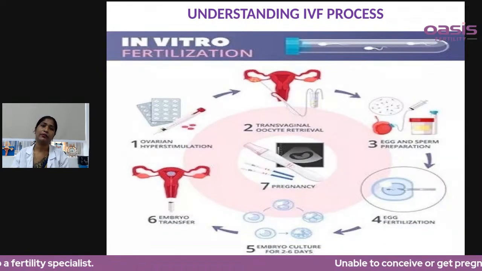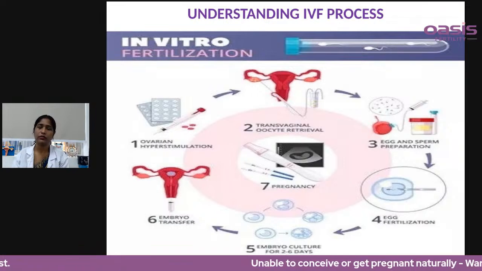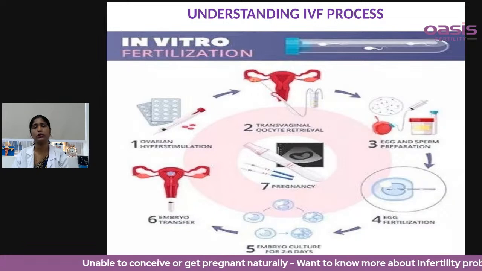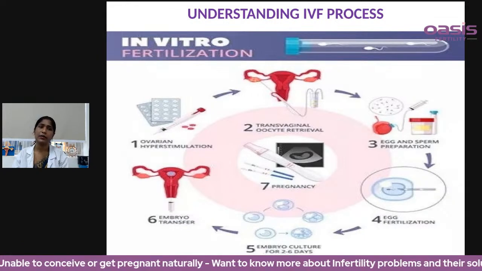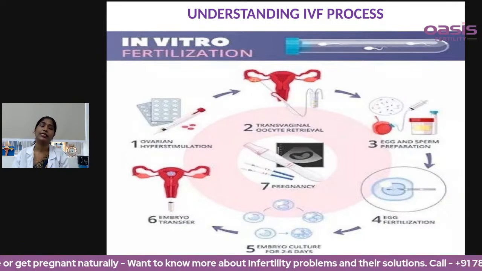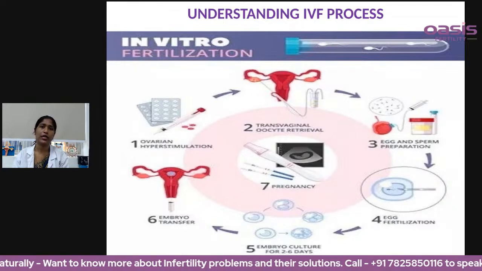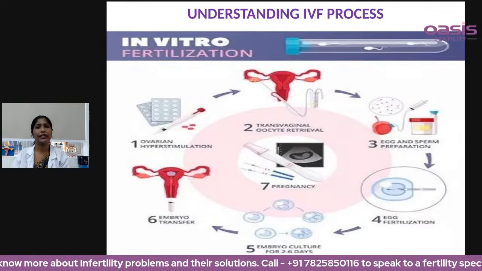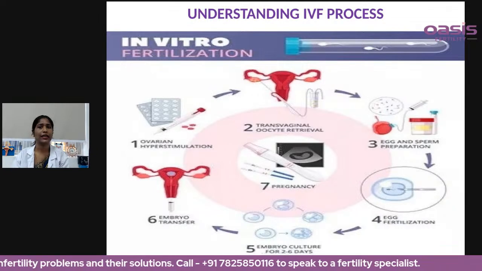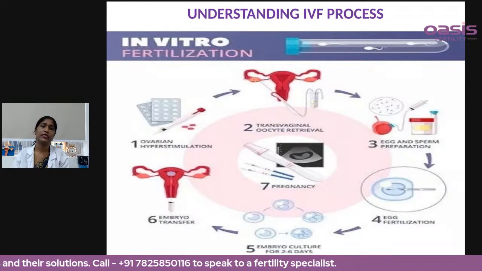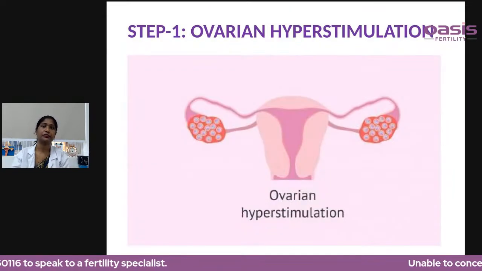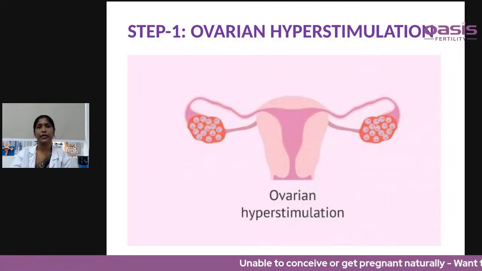So the IVF process is actually a series of steps. These are the different steps which are involved when a couple goes through an IVF cycle. The first step is the ovarian hyperstimulation. The second step is transvaginal oocyte retrieval. Third step is egg and sperm preparation. Fourth step is egg fertilization. Fifth step is embryo culture, and the sixth and the final step is embryo transfer. So let us now go in detail, step by step, and learn what is happening in all these steps.